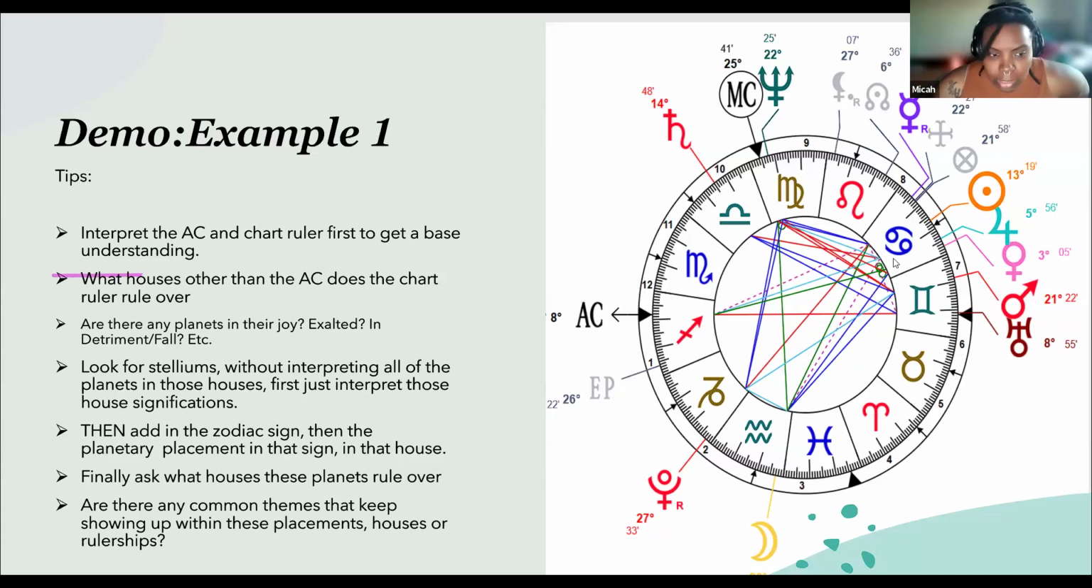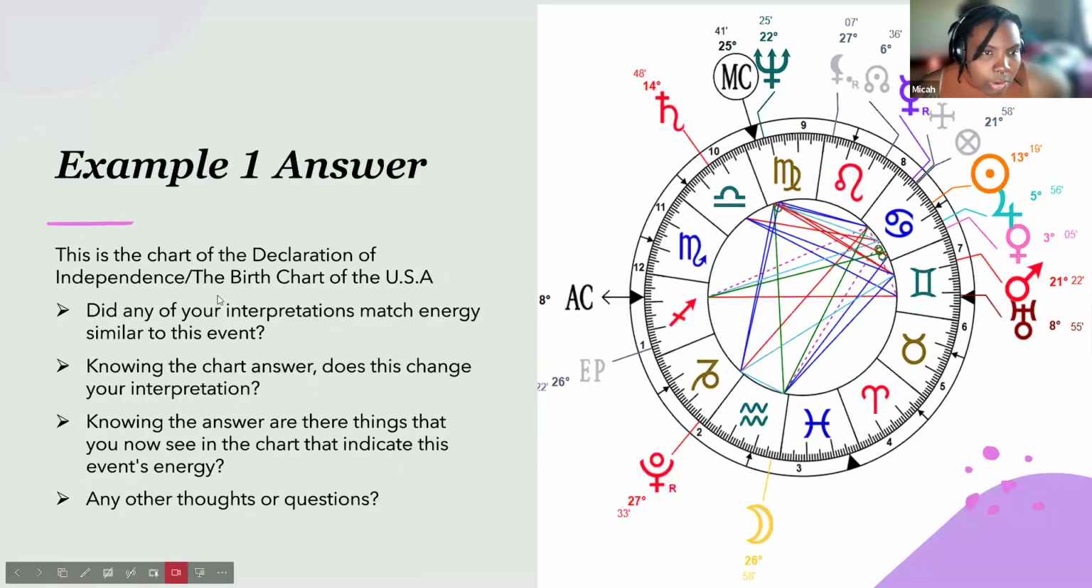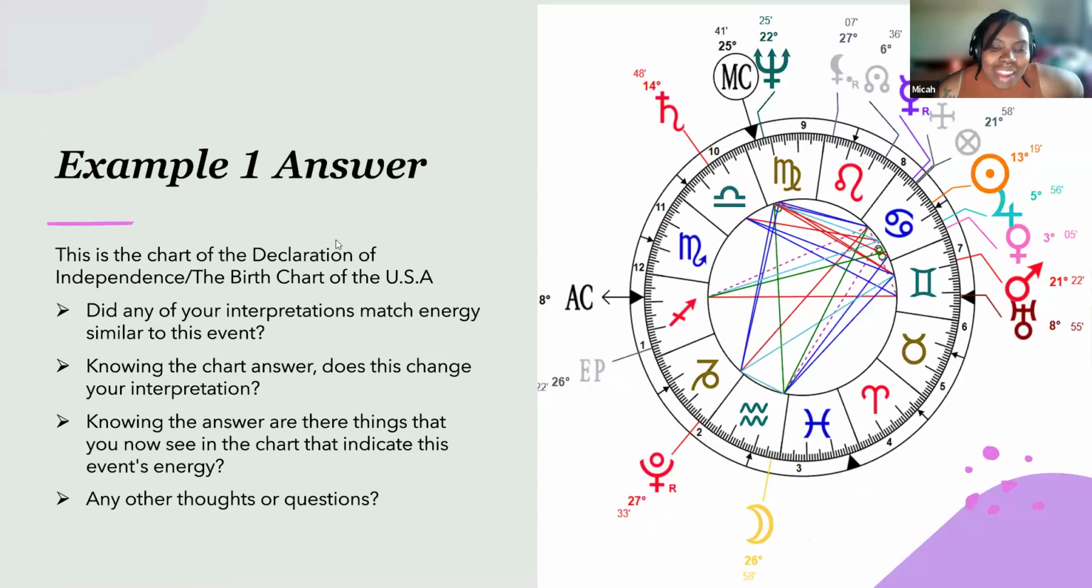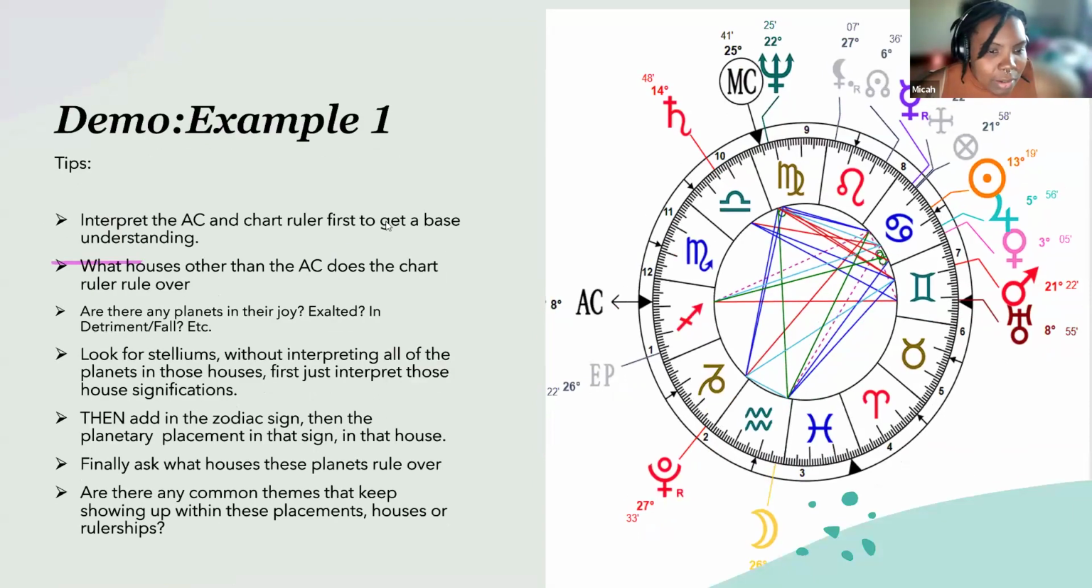For the sake of time, I'm not going to do that today because I think I actually already did that. And then finally ask what houses these planets rule over. I had done that also. Crap. So never mind. I just jumped to the answer, but pretend you didn't see that. Finally, ask what houses the planets rule over.